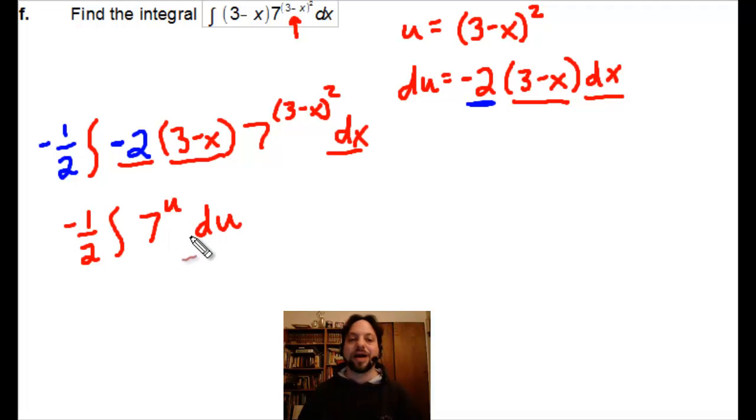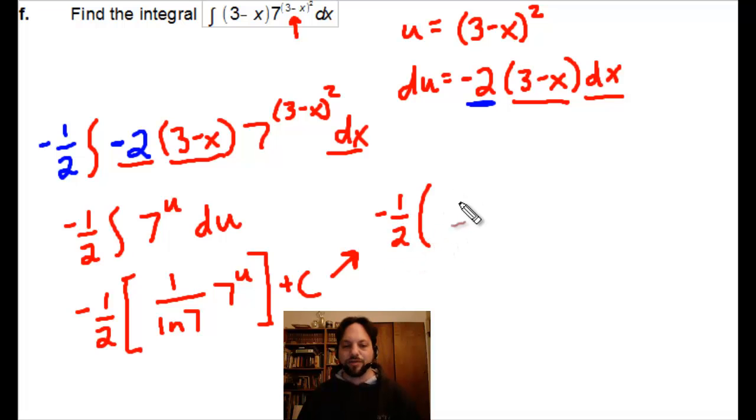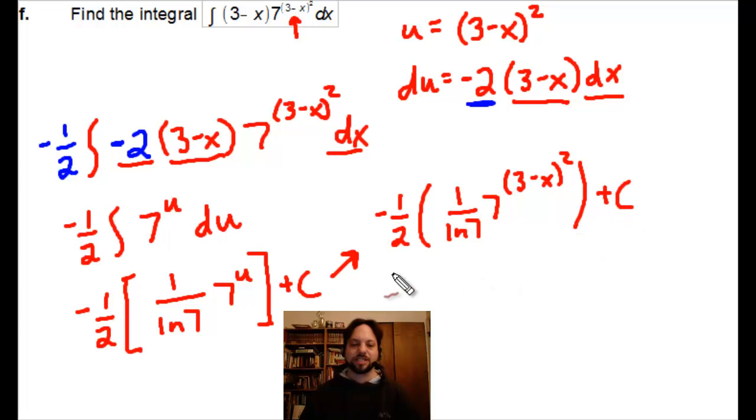Now that I have this integral, I can go back to the box and integrate this, hopefully with no problem. I'll have negative 1/2, and then when I integrate this 7 to the u, that'll of course give me 1 over the natural log of 7 multiplied by 7 to the u plus c. And now it's just a matter of unsubstituting my u's, and what that'll do is give me the negative 1/2. I'll have 1 over the natural log of 7 multiplied by 7 to the quantity 3 minus x squared. Don't forget your plus c.